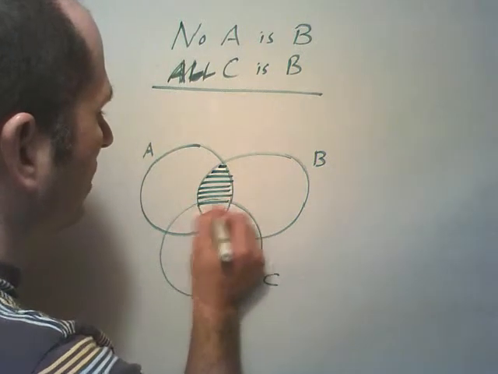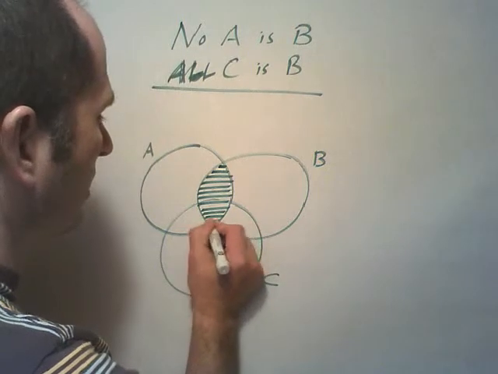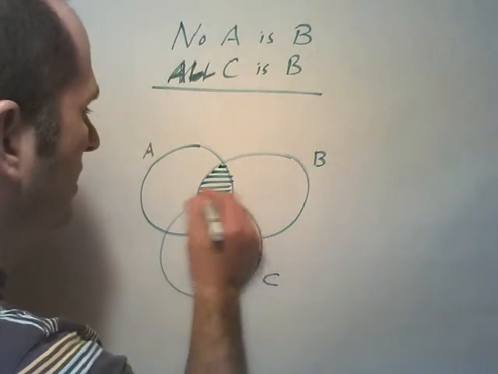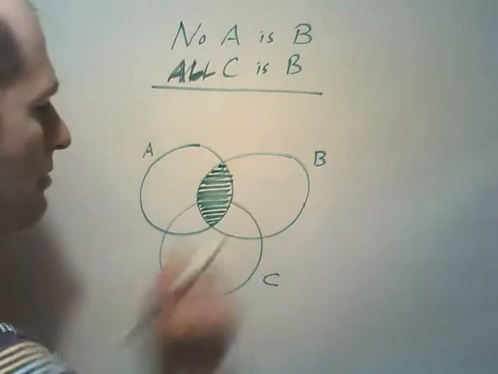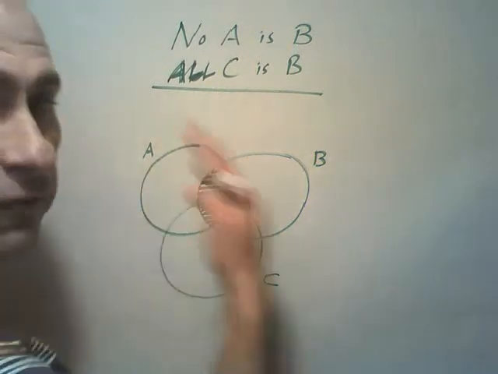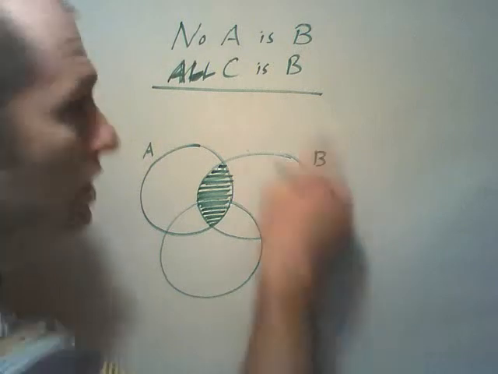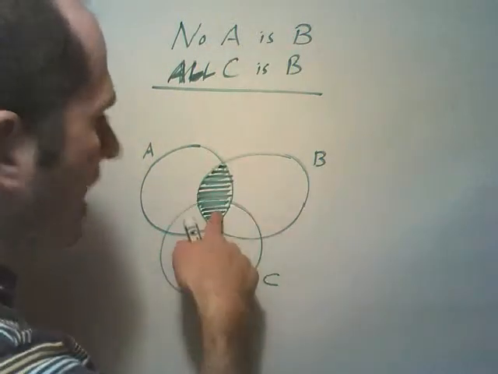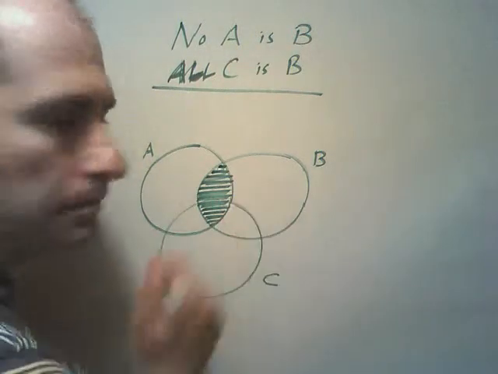So that if ever there is going to be an A, a little X we place, we cannot place it in that space. Now we can place it here, here, here, here, here. Any of these spaces is free of the B circle. So no A is B is represented graphically here accurately.